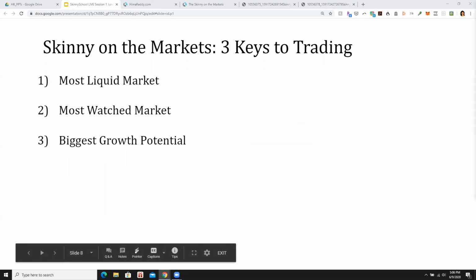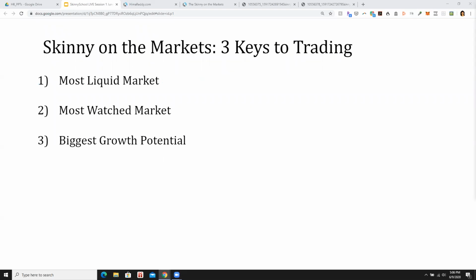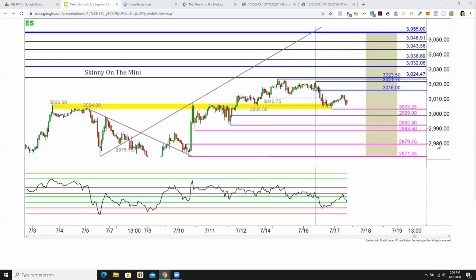So now, remember, there are 3 keys to trading using the skinny that you have to know to get your max results, right? So we've got the most liquid market with the ES, the most watched market, the S&P 500, and the biggest growth potential with the tech stocks. So let's focus here for a second, all right? Those of you who are newer to trading futures, I want to remind you so that you understand the benefit of trading the ES or using its analysis to guide other trading.